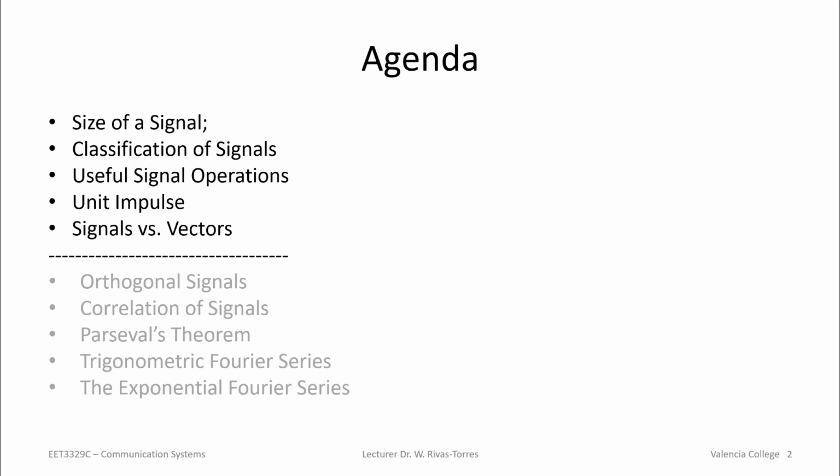Our agenda for today, for part 1 of our lecture at least, we will talk about the size of a signal, classifications of signal, some useful signal operations, the unit impulse function, and signals versus vectors. For part 2, we will talk about orthogonal signals, correlation of signals, Parseval's theorem, trigonometric Fourier series, and the exponential Fourier series. So let's get started.